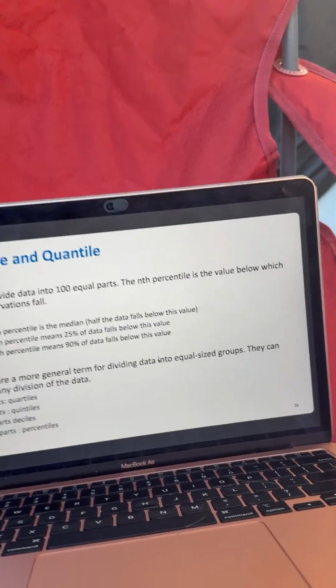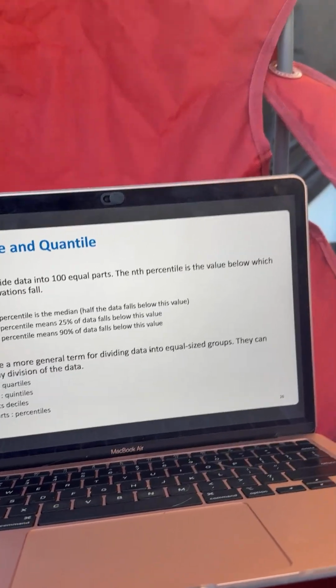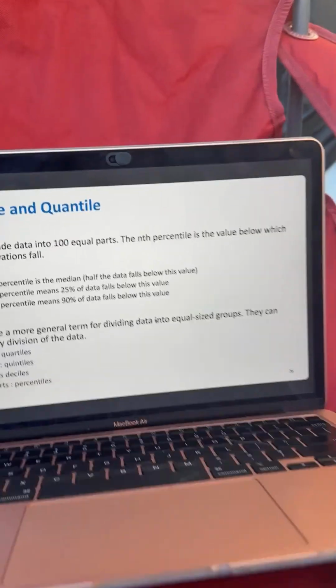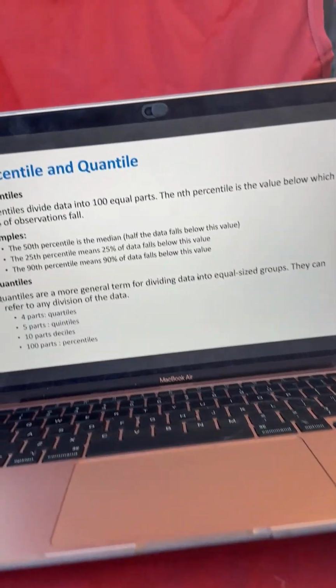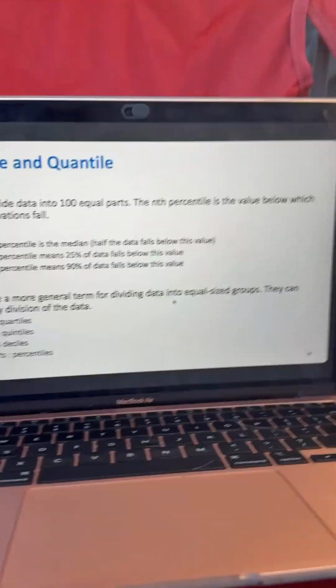So the 25th percentile is less than the 50th. Okay, and then the 90th percentile means 90% of the data falls below this value. So if you get the highest score in an exam, then you would want the 100th percentile, right? Because you want the highest one.